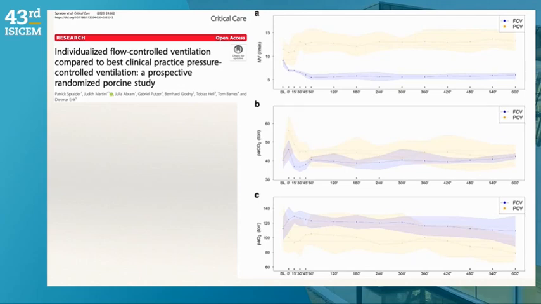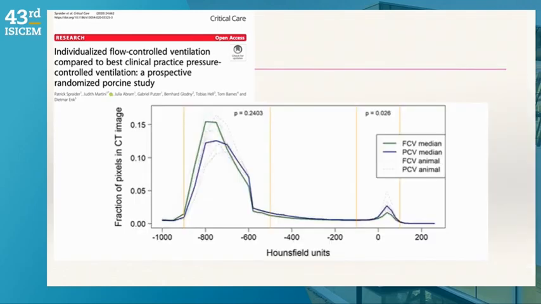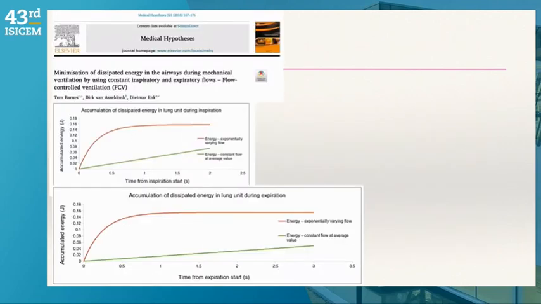Look at the upper graph. There you have minute ventilation, and you have better gas exchange with less minute ventilation. That could be useful, especially because when you look at this analysis of the CT scan, you see that you have better aeration and less collapse in the lung. So you have better recruitment in the lung, right?